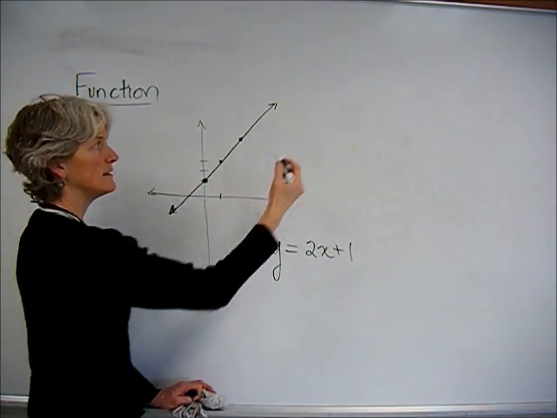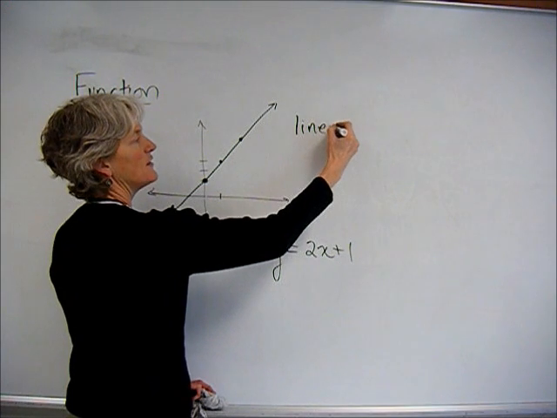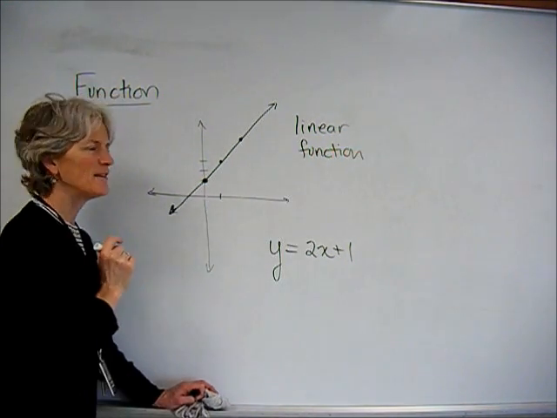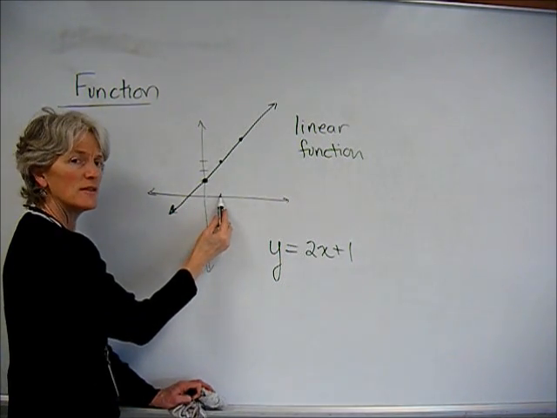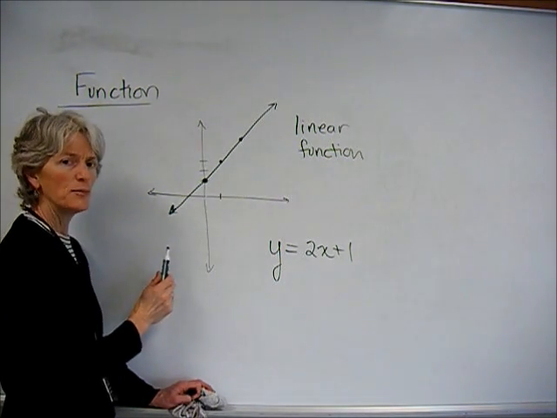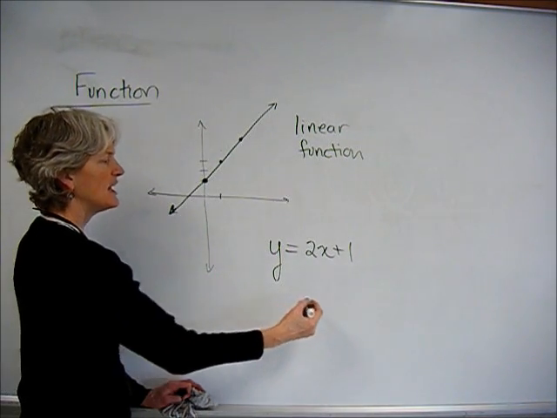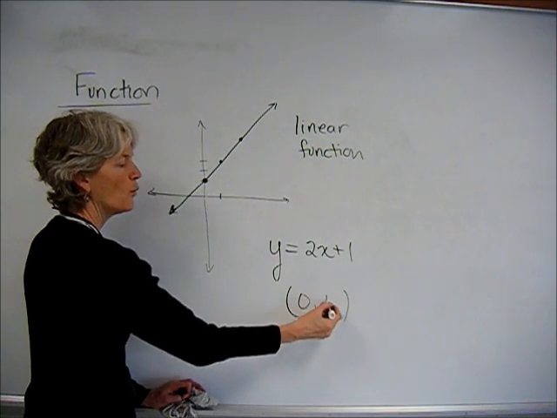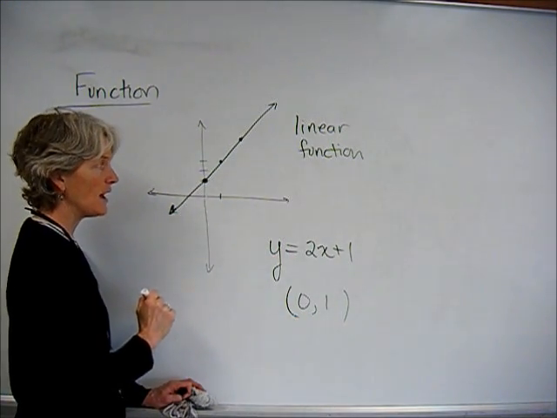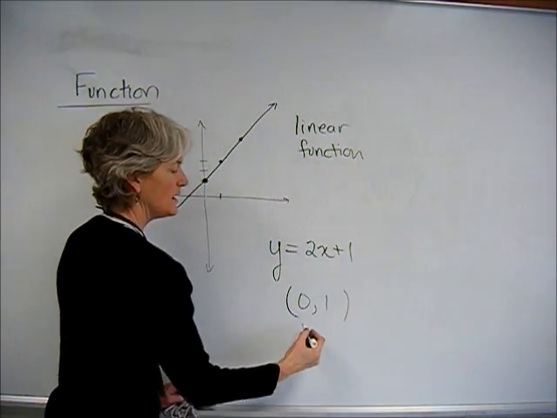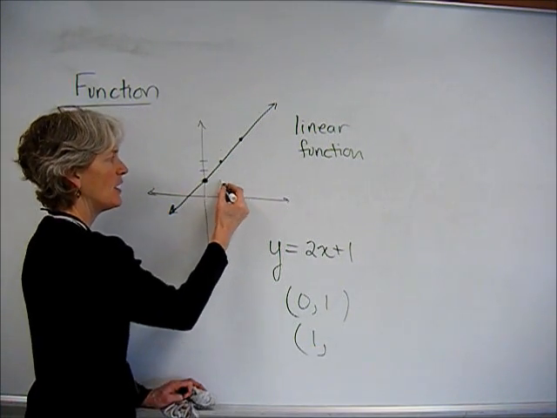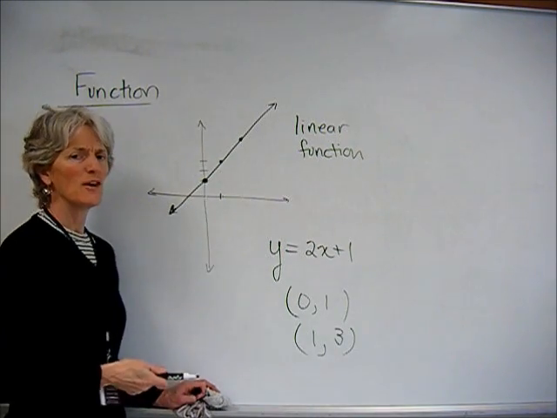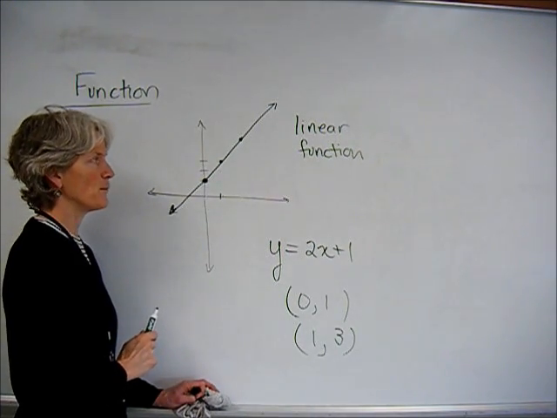This is a function, and we often call it a linear function. I think you can see why it's a function. Each input has exactly one output. For example, when I plug in a 0 for x, I get a 1 as my output for y. When I plug in a 1 for x, I get out a 3 for y. And there's an infinite number of points. I could do this until the cows come home.